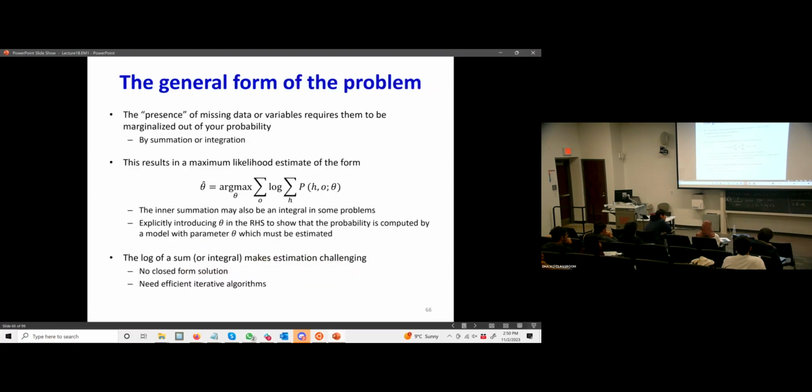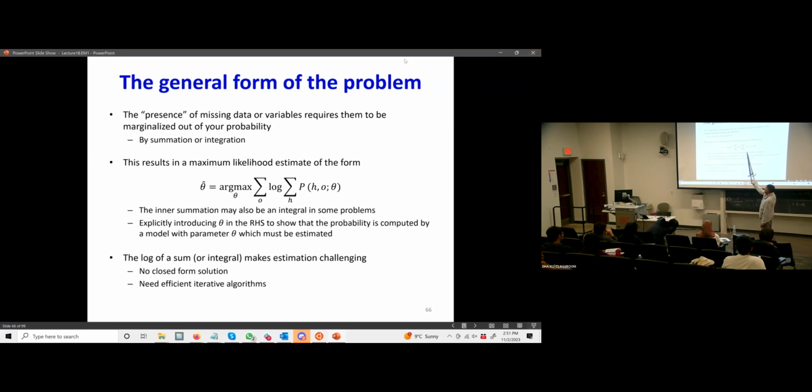So in all of these cases, we have a general form of a problem. Regardless of whether I was looking at data where the data components were missing, or data where the process outcomes were missing, steps in the process of generating the data were missing, the result is the same. I have missing data or missing variables. And had these things been available, estimation would have been trivial, but they are not available, so I have to marginalize them out.